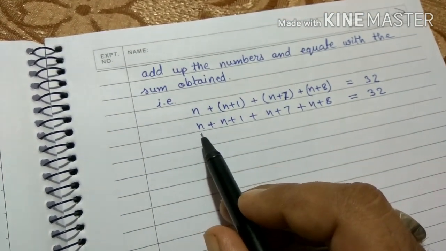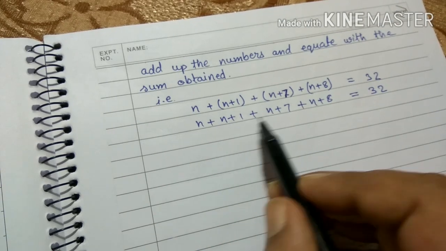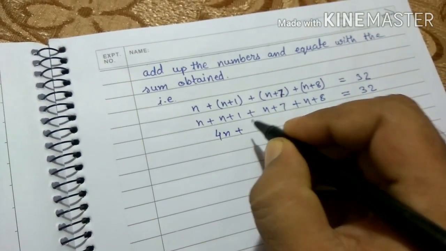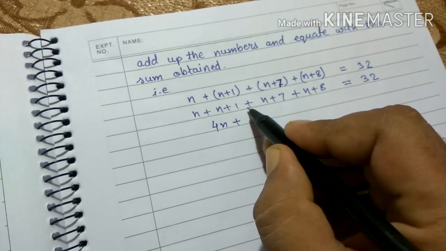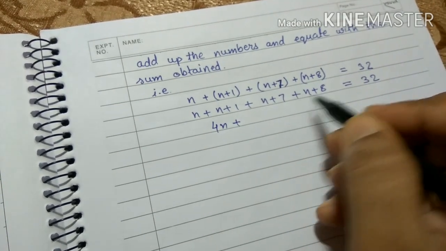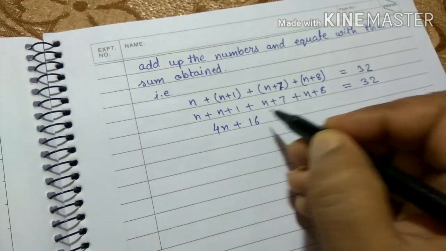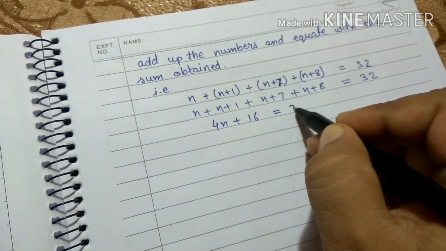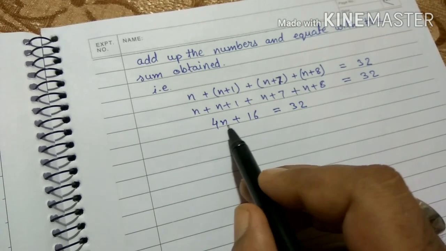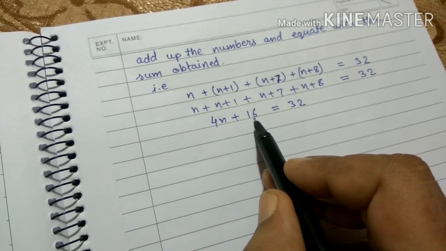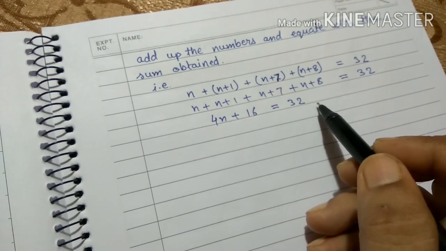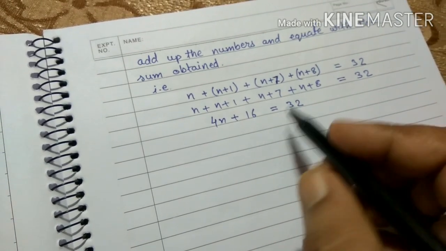Then you have to add all the variables, that is n plus n plus n plus n, so it makes 4n, plus add up the constants, these are 1 plus 7 plus 8, so 1 plus 7 is 8 and 8 plus 8 is 16. Okay, this will be equal to 32. Then what to do next? We can take a common factor in 4n and 16, or you can do one more way, subtract 16 from 32.